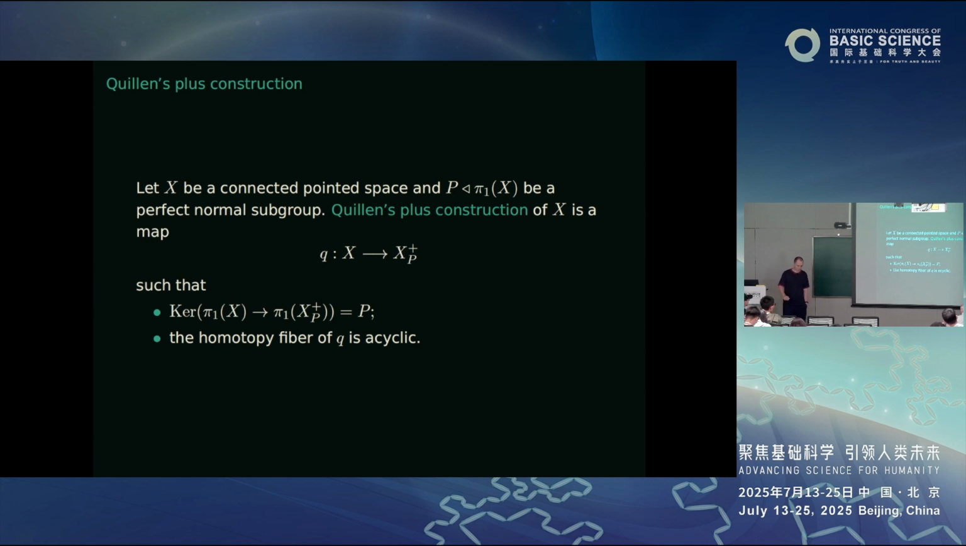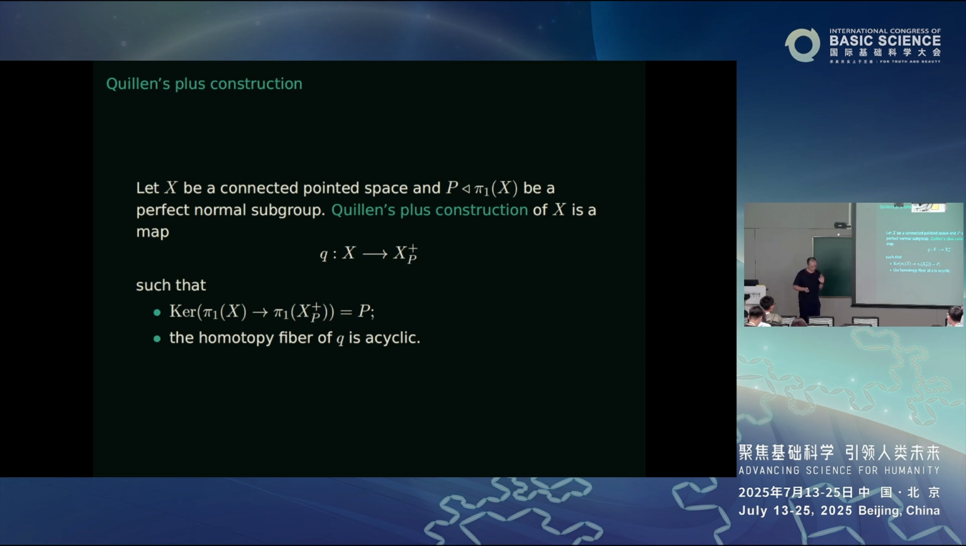Or equivalently, there are actually many other equivalent definitions, but here you can say that the fundamental group of this space is just the quotient by P, and you can also say that this map is a homology equivalence in the strong sense. It induces an isomorphism on homology with coefficients in any local system of abelian groups. And this property is equivalent to this second property. Okay, so I reminded you of rationalization of a space and the equivalence plus construction.